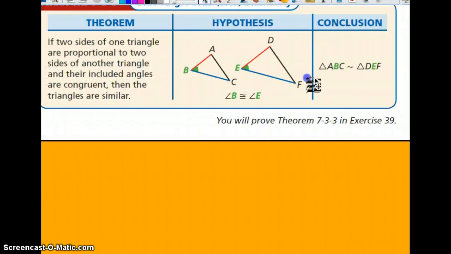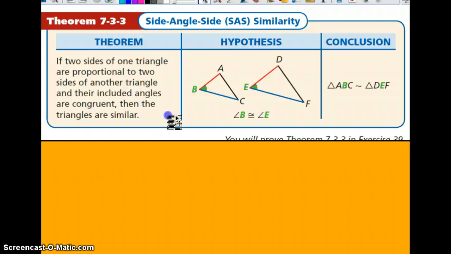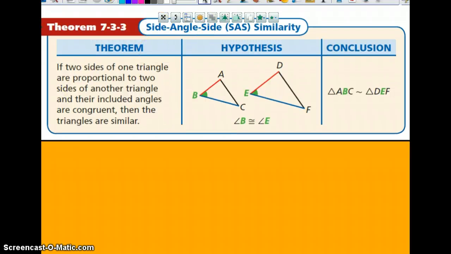Let me adjust that for you. Here we go. Side, angle, side similarity. If two sides of one triangle are proportional to two sides of another triangle and their included angles are congruent, then the triangles are similar. And that is that.